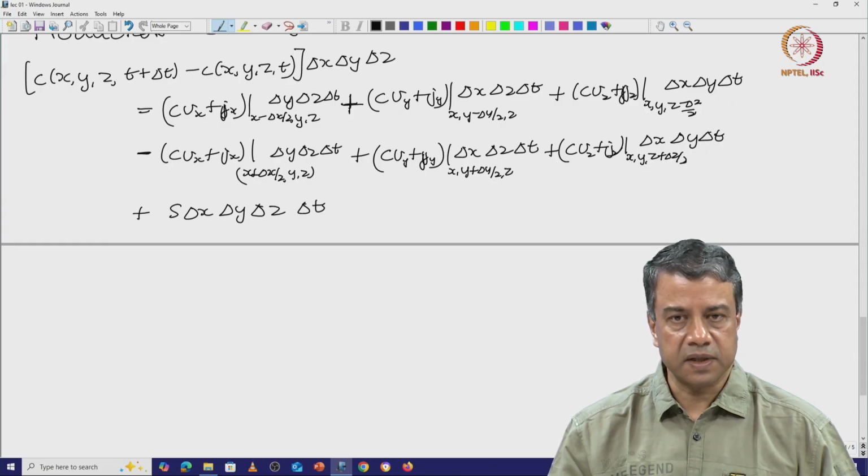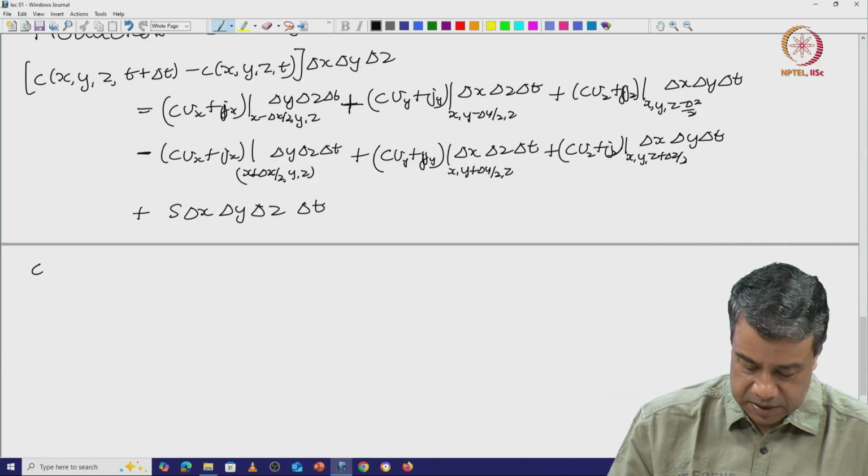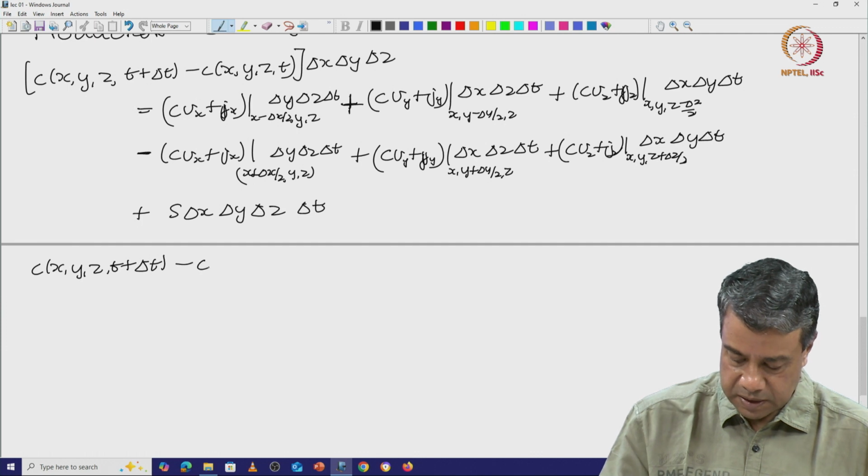The left side, as you can see, is multiplied by the volume. So, if I divide by volume and time, I will get C at x y z, t plus delta t, minus C at x y z, t, divided by delta t.